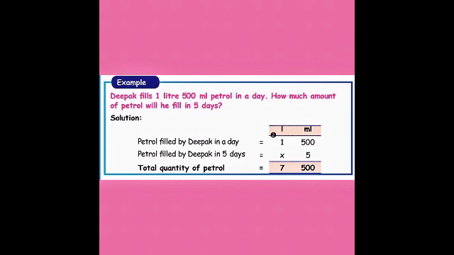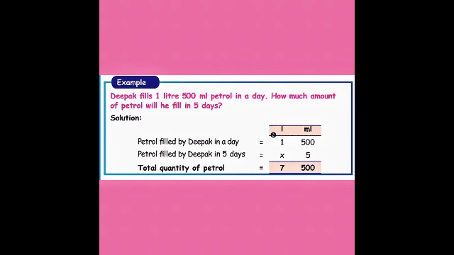So let me see the solution part. Petrol filled by Deepak in 1 day is equal to, under liter we should write 1, milliliter we should write 500. Already I told you we have to write the liter and milliliter. The units we should write first, then only we'll start the sum. So that only I am not saying that again and again. So 1 liter 500 milliliter.